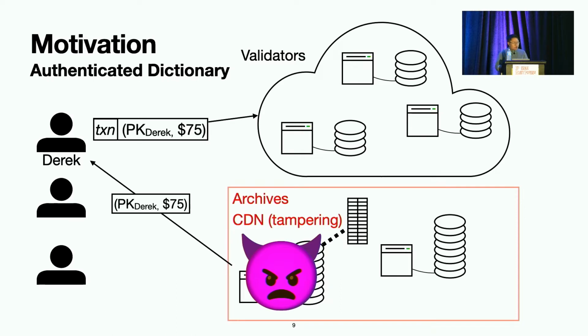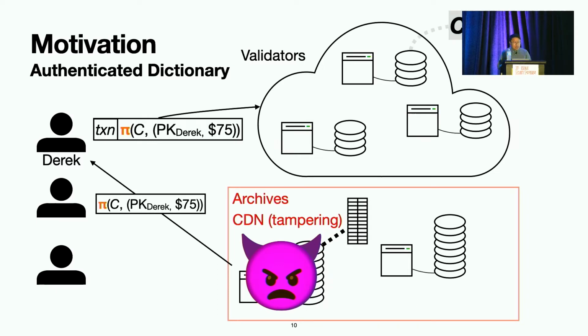So one unfortunate part about this design is that the archives could be malicious and tamper with the state in the mapping and return the wrong result for my balance. To prevent this from happening, we can use a data structure called an authenticated dictionary. One example of an authenticated dictionary could be a Merkle Tree.